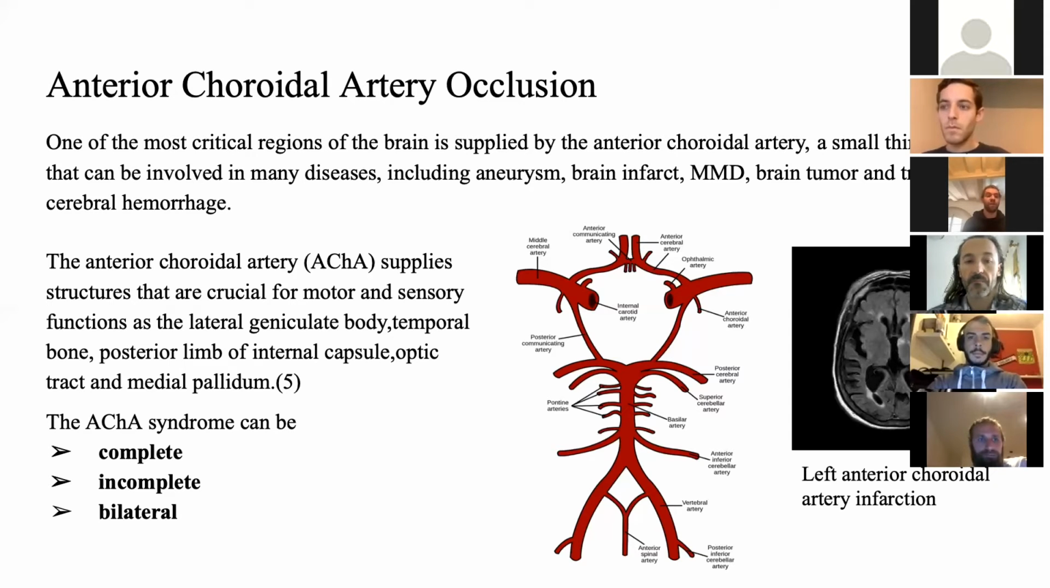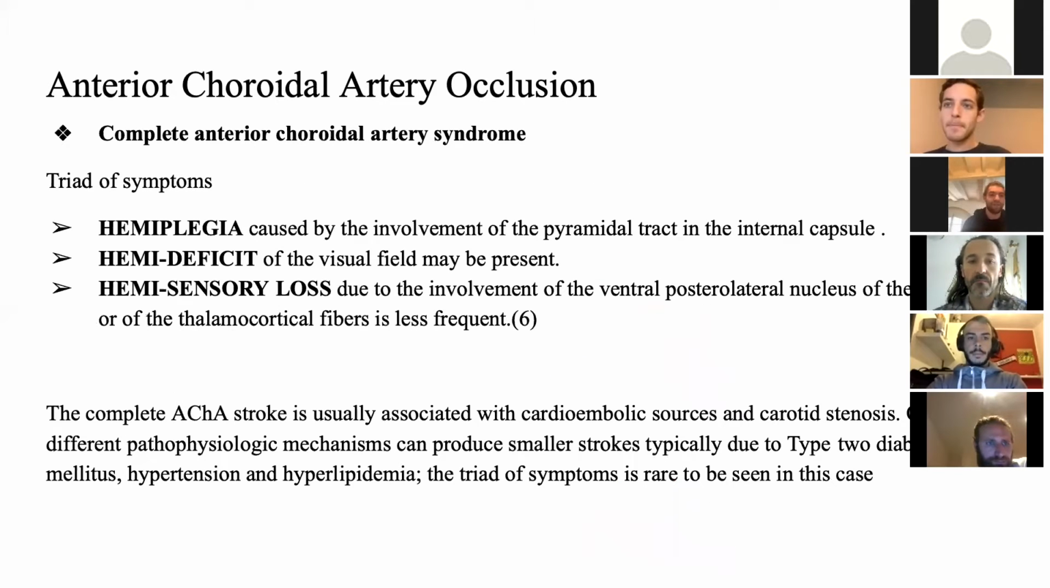The complete anterior choroidal artery stroke are usually associated with cardioembolic sources and carotid stenosis. Next slide, please. Obviously, different pathophysiologic mechanisms can produce different ischemic strokes reported with the anterior choroidal artery syndrome. Most strokes are typically due to type 2 diabetes mellitus, hypertension, and hyperlipidemia.